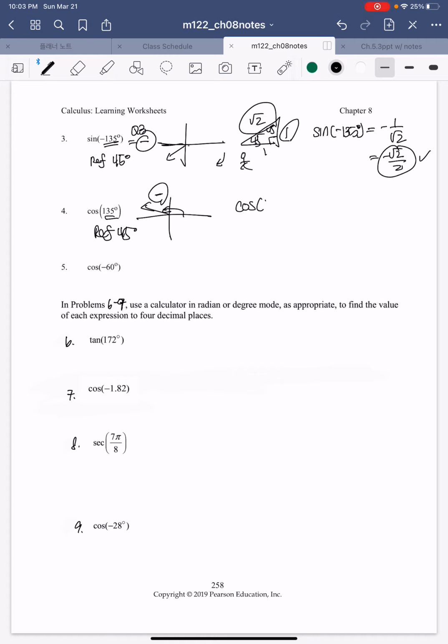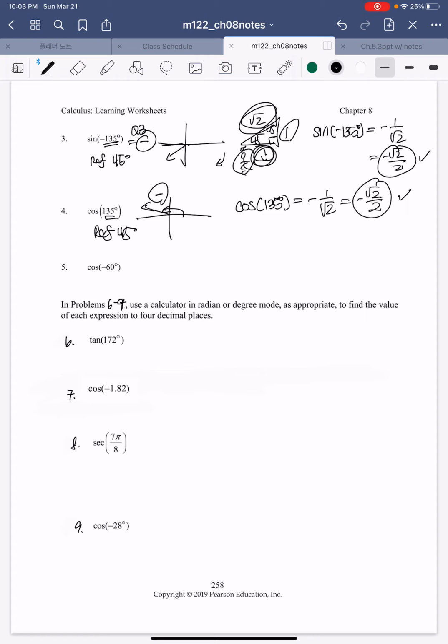Cosine of 135 is negative. Cosine is adjacent over hypotenuse. So if you're standing here, adjacent over hypotenuse, 1 over root 2 or negative root 2 over 2.